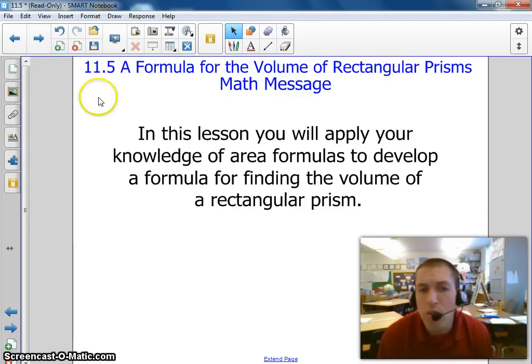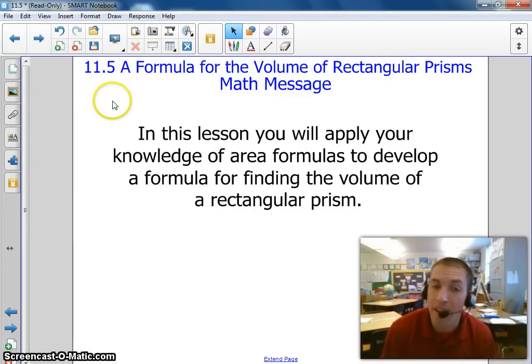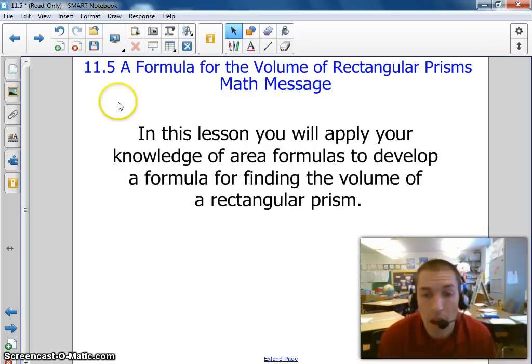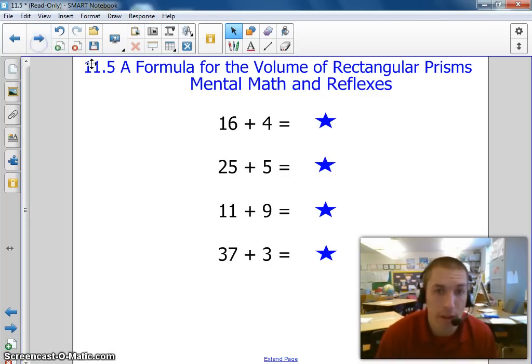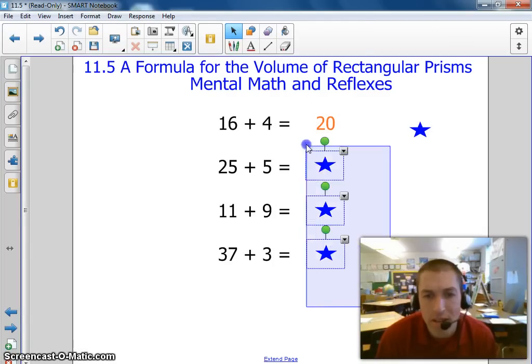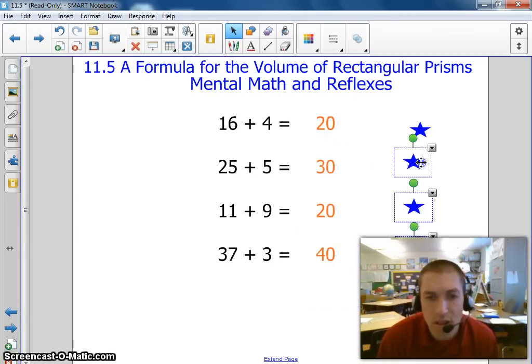Alright, so now we're going to use our knowledge of area, finding the base times height of an object, to develop a formula to find the volume of the rectangular prism. But first we're going to do some mental math. Now, this one I hope you're doing 6 plus 4. We do the ones first. 6 plus 4 is 10. 10 plus 10 is 20. Do the rest of these quick. Good. 5 plus 5 is 10. 20 plus 10 is 30. 1 plus 9 is 10. Plus 10 is 20. And so on.